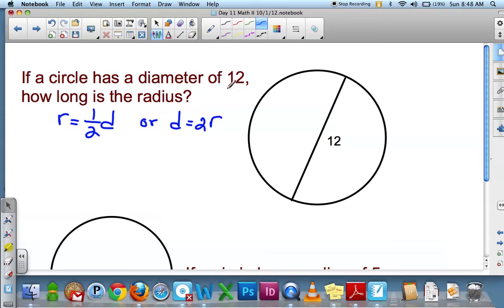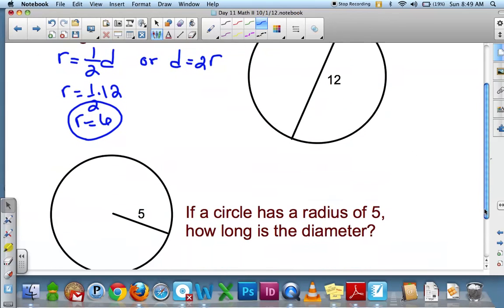So if we look at this first question, it says, well, my diameter of this particular circle is 12. What is the radius? So I want to figure out what the radius is. So what is half of 12? Right, it's going to be 6 in this case. Okay, so let's take a look at the next one.